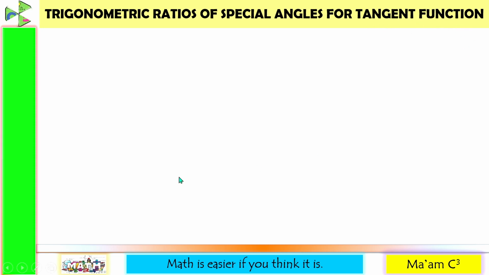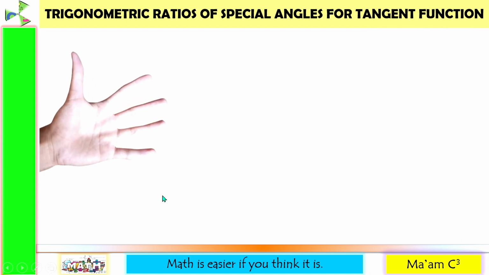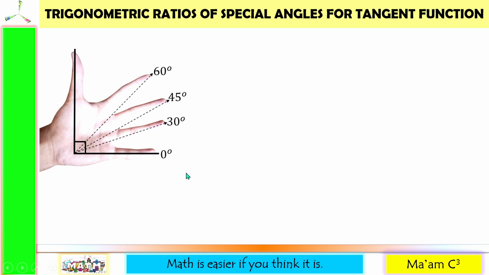Still, we're going to make use of our magic hand. So we have our 0 degrees, 30 degrees, 45 degrees, 60 degrees, and 90 degrees. Recall that when we solve for the sine function, we started at the bottom with our pinky finger. We label our fingers as 0, 1, 2, 3, 4. So going up. And when we solve for cosine function, we started with our thumb. This is 0, 1, 2, 3, 4. Going down for cosine. Going up for sine.